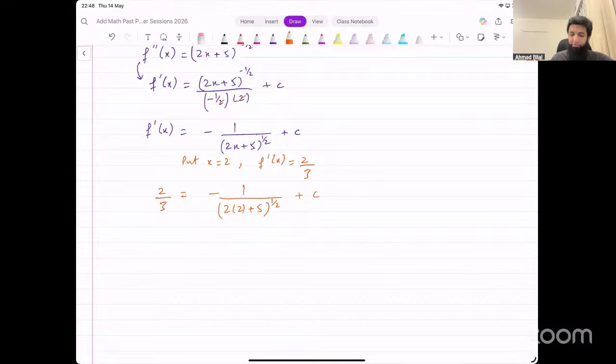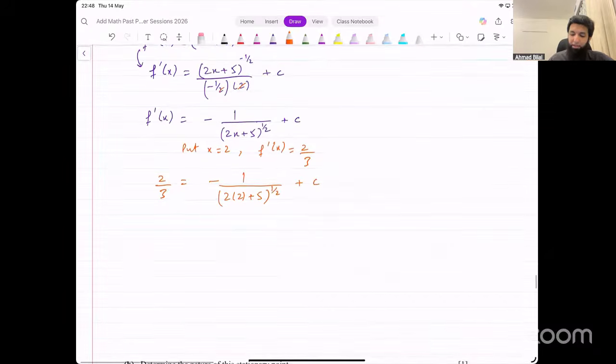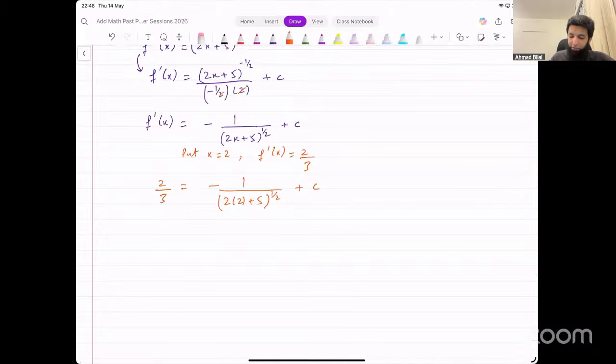plus C. Okay, now, what do we get in the denominator? This is 4 plus 5, which is 9. 9 raised to power 1 over 2 will become 3. So we have 2 over 3 equal to minus 1 over 3 plus C. This goes to the other side. 2 over 3 plus 1 over 3 is 1. So we have the value for C as 1.